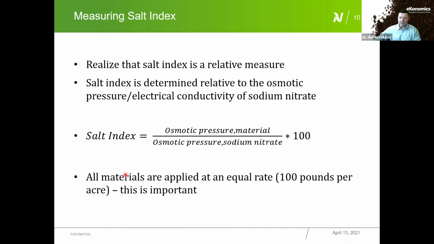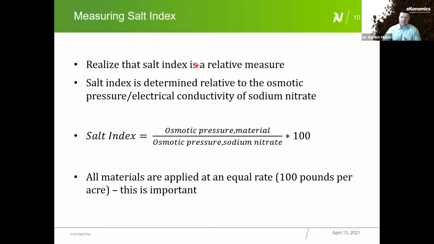Now, this is an important point because this matters when you're comparing different materials. Recognize that the salt index that is calculated for all of the products that exist is based on all of them being applied at an equal rate, at least going back to Rader's work in the 40s, an equal rate of 100 pounds per acre. We actually try to emulate that in an aqueous environment today.